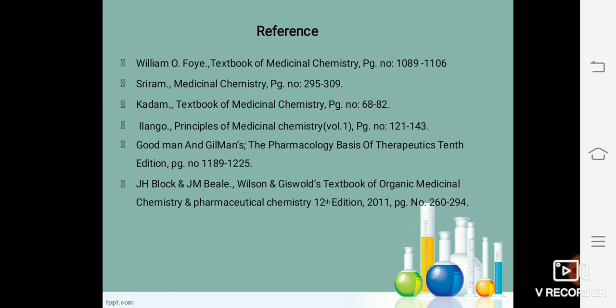These are the references for the topic of the cephalosporin. So we have covered our first topic, beta-lactam antibiotics.